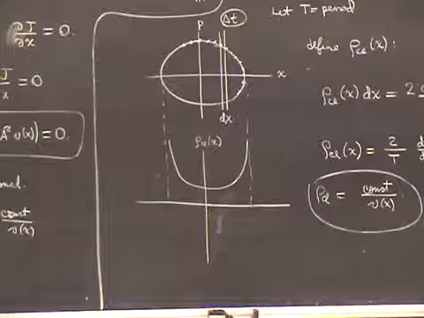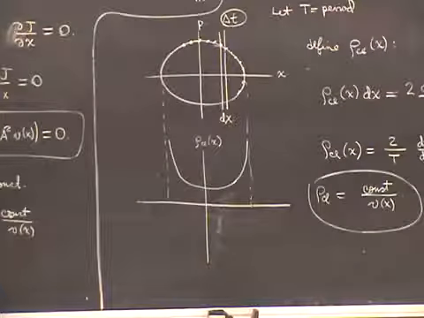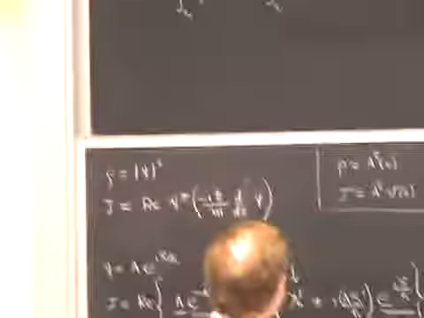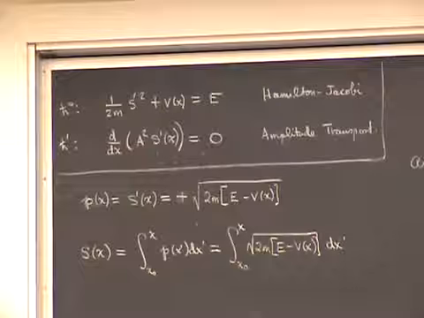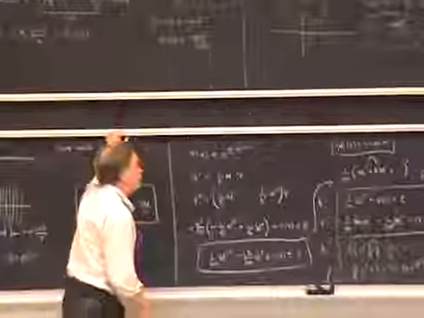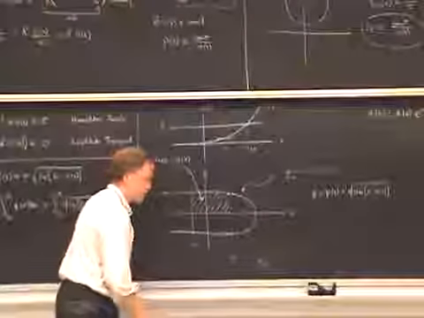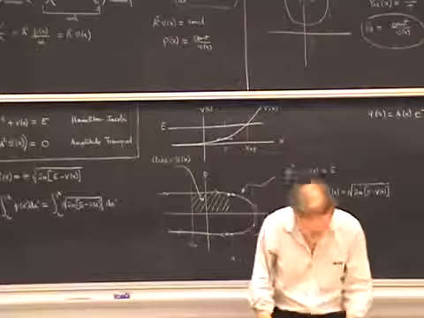Okay. So most of what I've been saying here has to do with classical interpretations of the solutions of these two equations, the Hamilton-Jacobi and amplitude transport equation. It's actually easy to solve the equations. It's just a matter of interpreting them and knowing what they mean.